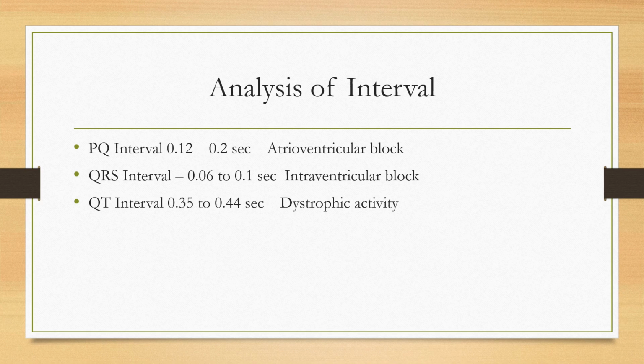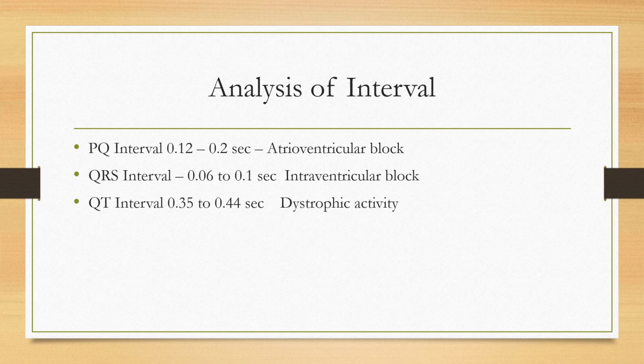Now we will do analysis of intervals. I already told you, based on the speed of ECG, we must multiply the length of counting millimeters by the respective 0.04 and 0.02. If PQ interval is more than 0.2 second, then we can say about atrioventricular block. And if QRS interval is more than 0.1 second, then we can say about intraventricular block.